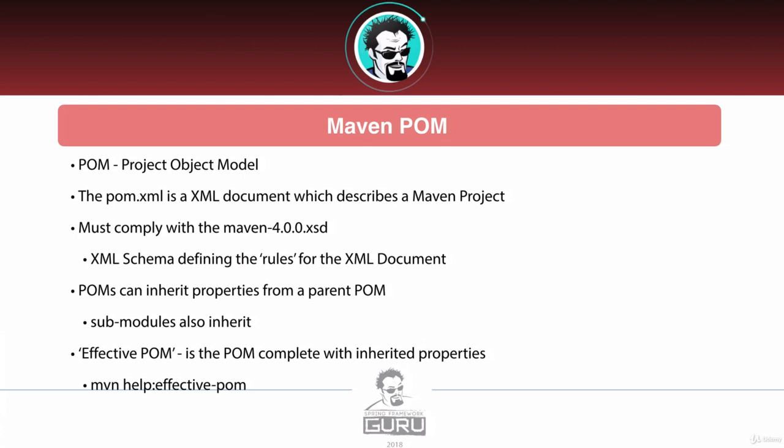Now, because of all this inheritance that happens, one thing that's very important is what's known as the effective POM. So we'll be looking at the text of a POM, but at runtime, with inheritance happening from parent POMs, your effective POM is the POM complete with everything that it inherited. And a quick command for this is mvn help:effective-pom, and that will show you that. Now, I'm going to jump over to IntelliJ, and we'll take a closer look at some things.